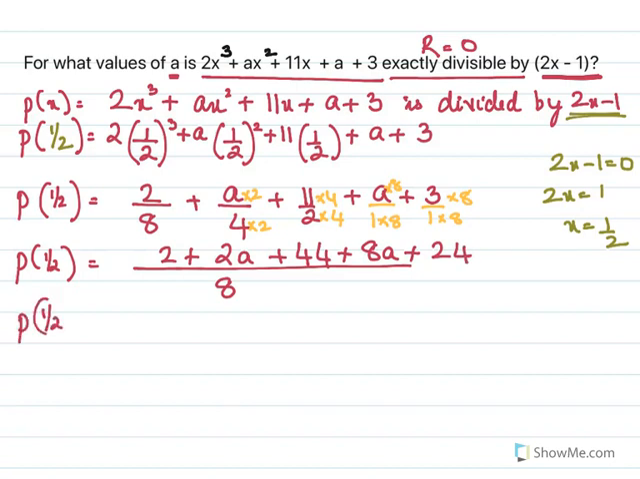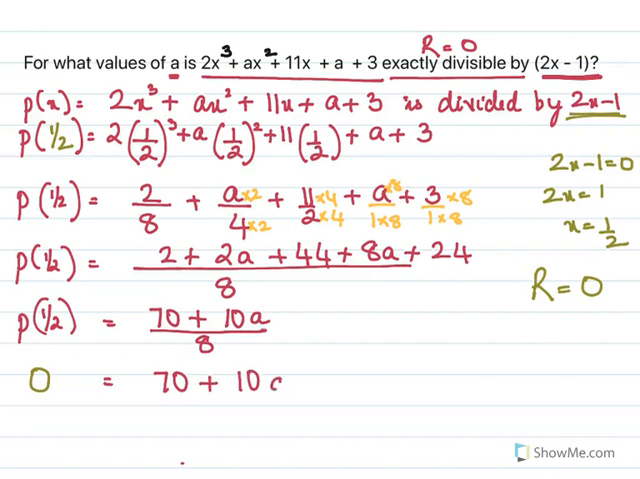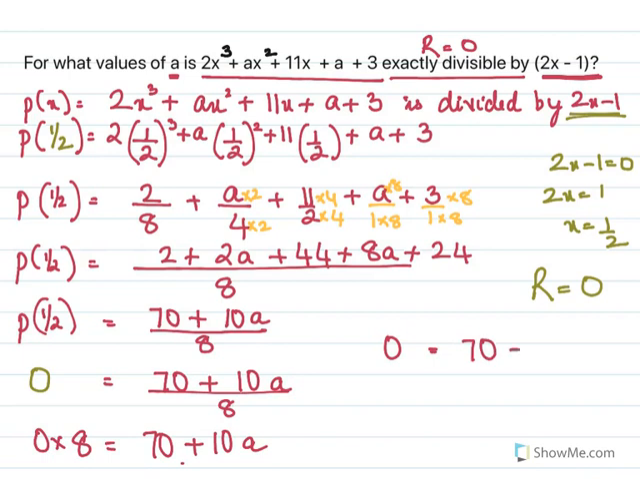So p of 1 by 2, remember we are finding the remainder here. So when we add, we'll get 70 plus 10a over 8. Now since it is a factor, we know the remainder is equal to 0. So here I will put 0, because it is a factor, the remainder has to be equal to 0. So 0 into 8 equal to 70 plus 10a. 0 into 8 is 0. 0 equal to 70 plus 10a.